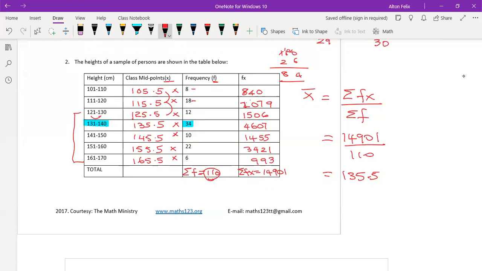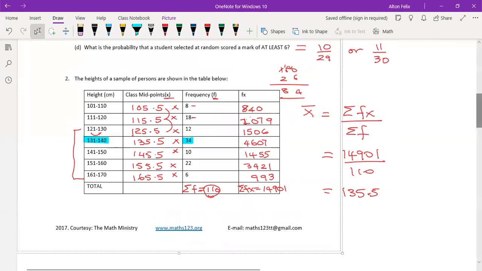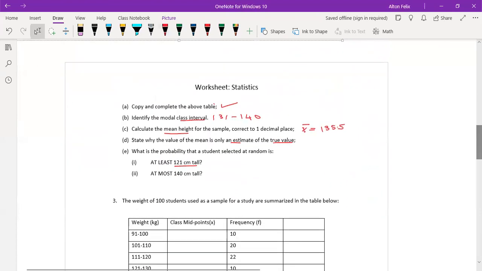Right, so your answer for the first part, if a student is selected at random, what is the probability that that person is at least 121 centimeters tall? So the answer there will be 84 divided by 110, right? So let's write that in. So you see, the probability here that the person is at least 121 centimeters tall will be 84 out of 110.